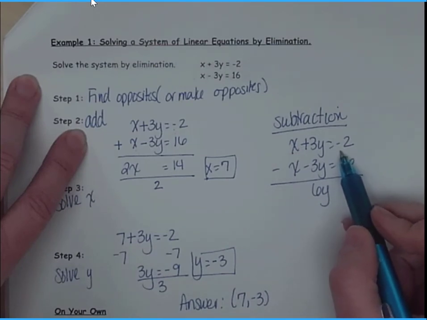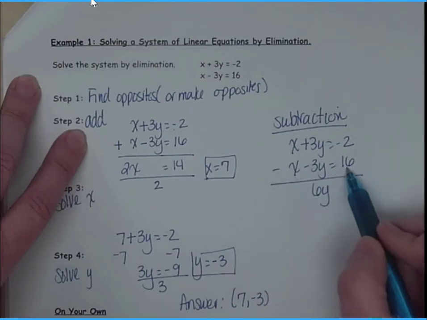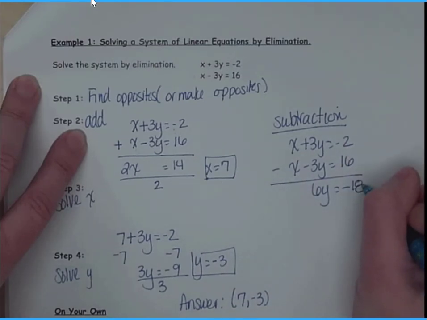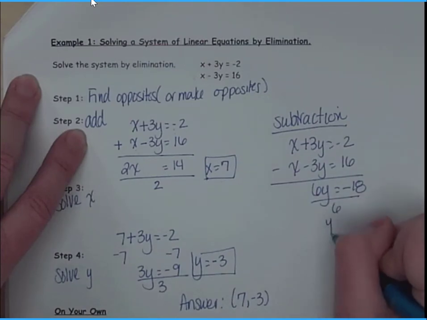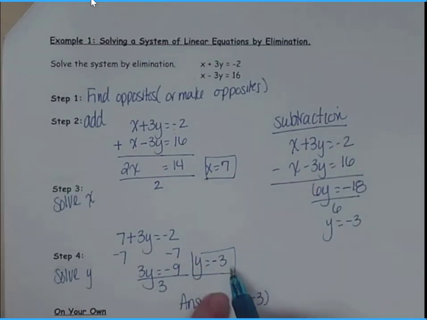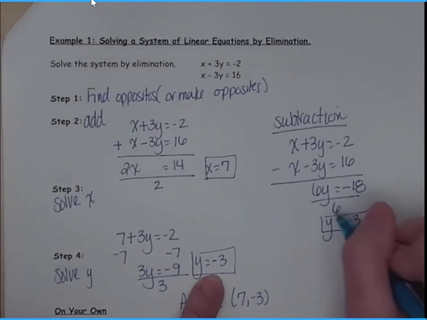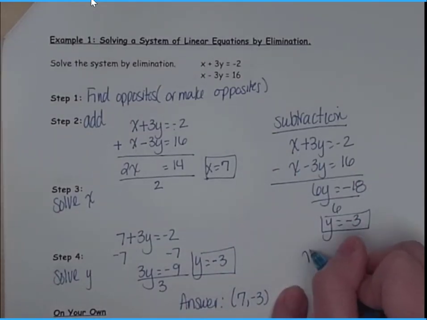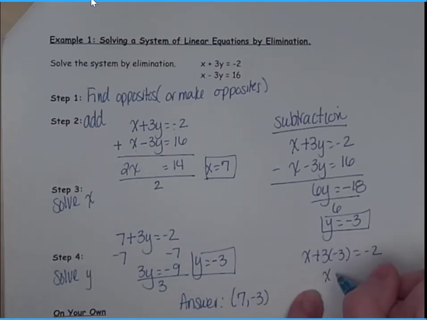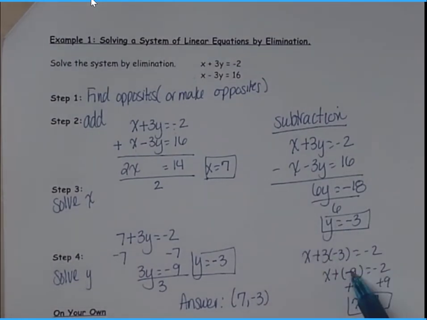So now I have -2 minus 16, which gives me -18. Divide by 6, y equals -3, which is what we said right here. Now I'm going to replace my variable. I have x plus 3 times -3 equals -2. X plus -9 equals -2. So I'm going to add 9 to both sides. X equals 7. So two different ways to eliminate, one with addition, one with subtraction.